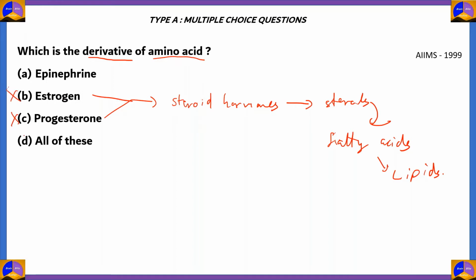Now, since B and C are incorrect, we can safely say that option D is also incorrect. Because if option D was correct, then all of these would be derivatives of amino acid. But estrogen and progesterone are steroids. So option D is also incorrect. The right answer is option A, epinephrine. Epinephrine is derived from the amino acid tyrosine. So epinephrine is a derivative of the amino acid tyrosine.